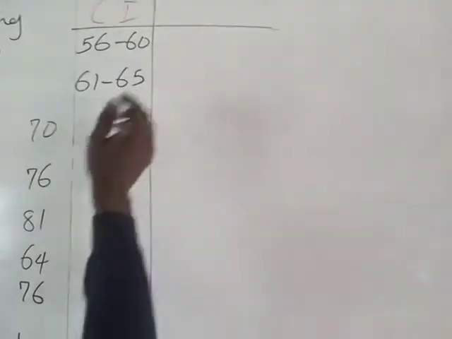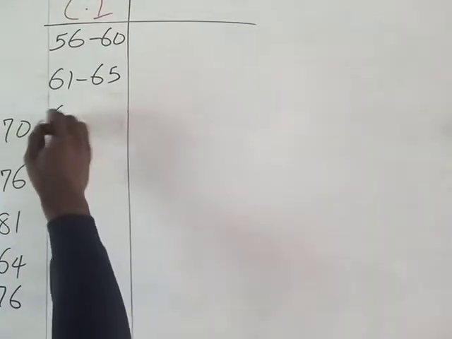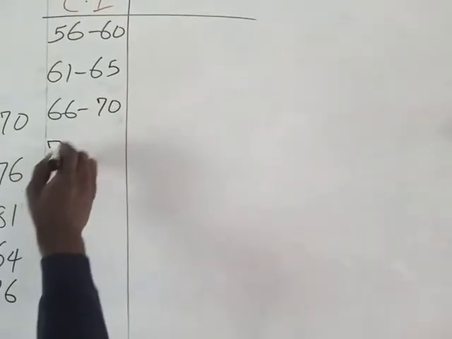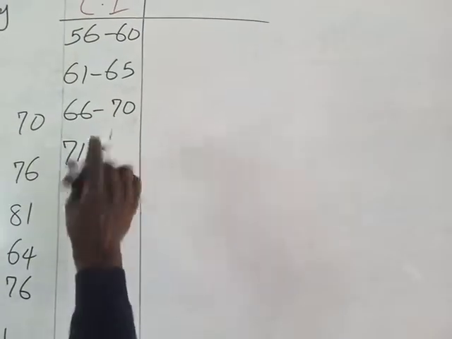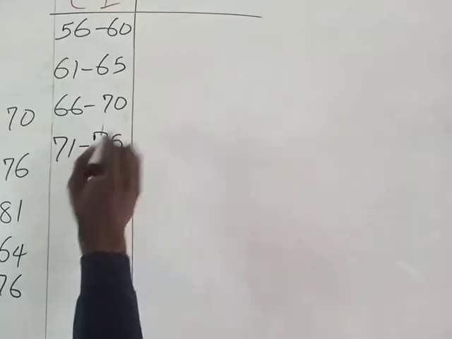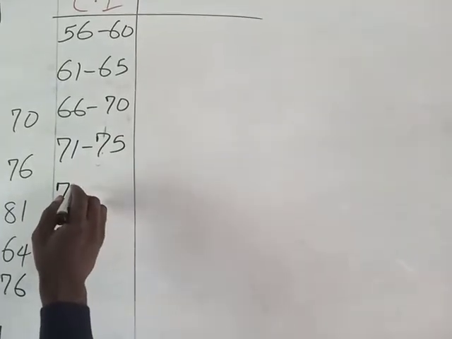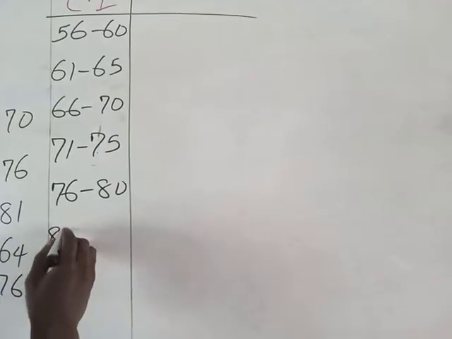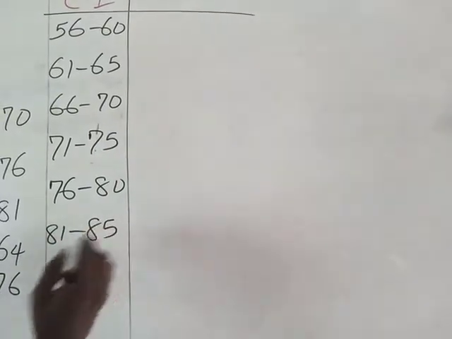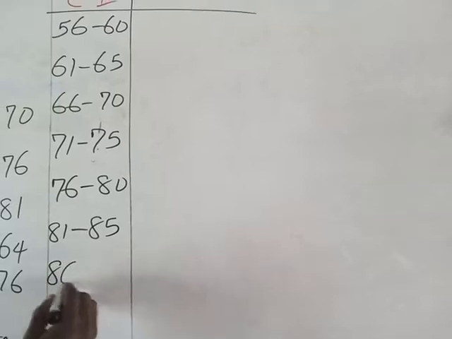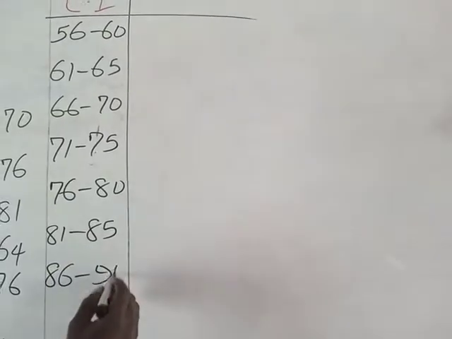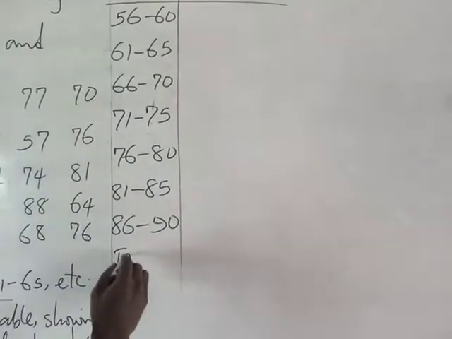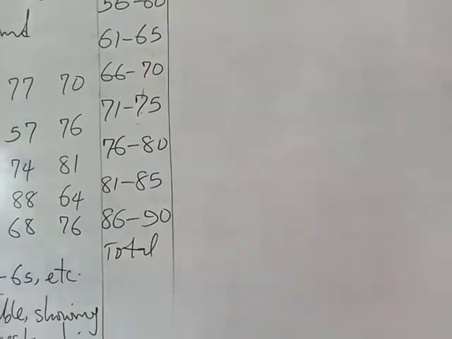So the next one should be 66 to 70, then 71 to 75, 76 to 80, 81 to 85, 86 to 90. This is our class interval. We can write total here.